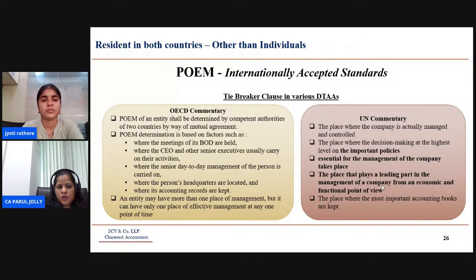The factors to determine place of effective management are similar in the UN commentary, in the Indian Income Tax Act, in the circular issued by the CBDT, and also for competent authorities. They also consider factors like where the board of director meetings are held, where the day-to-day management senior people take decisions, where the headquarters are located, where the accounting records are located. So basically, where all the economic and significant decisions of the person are taken.